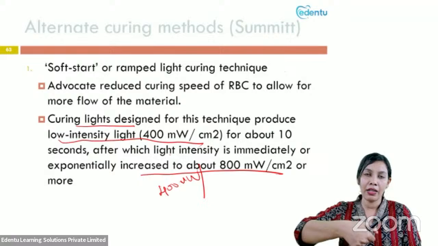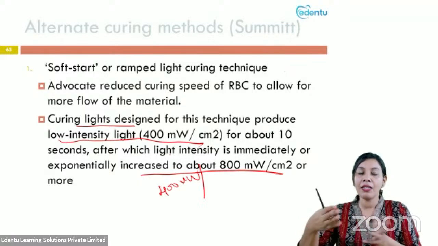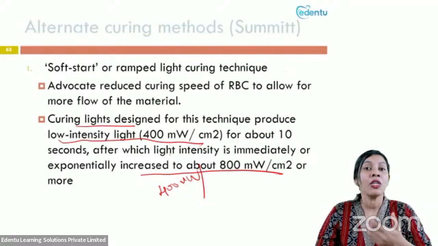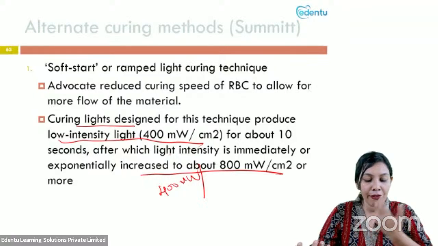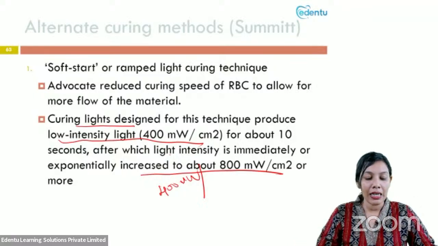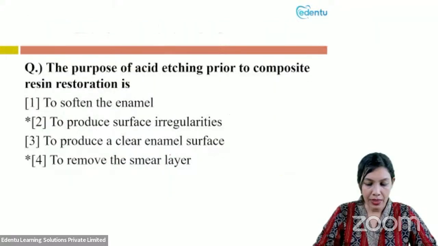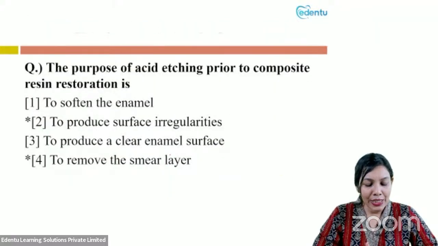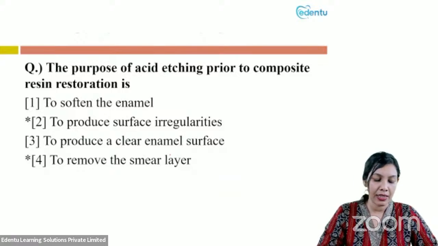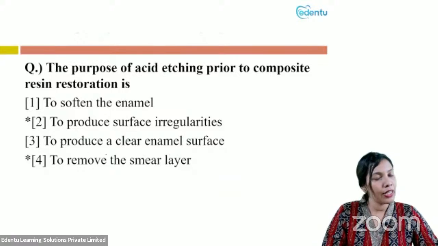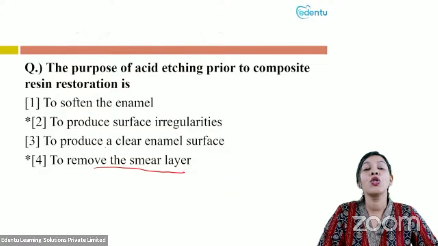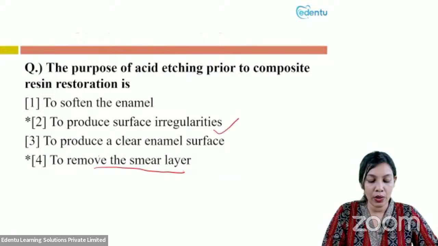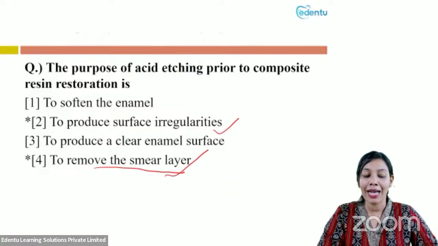So we cure at a lower intensity initially, and as time passes we increase the curing intensity. So the amount of polymerization shrinkage will be less. It is often done with the help of a quartz light. Hope you understand ramped light and soft curing. Next, the purpose of acid etching prior to composite restoration has two answers: removal of the smear layer, and producing irregular surfaces. These two are the answers for the purpose of acid etching prior to composite application.